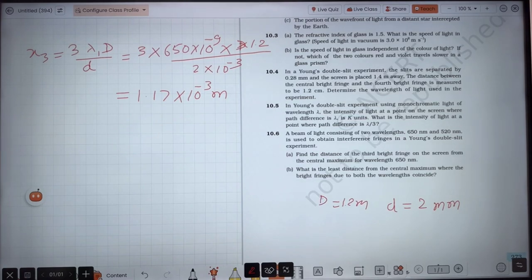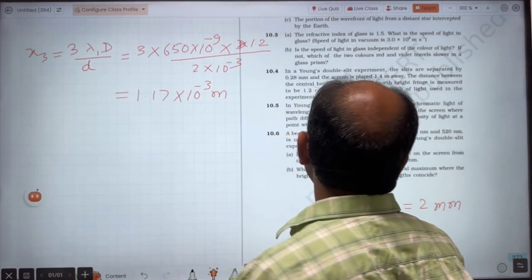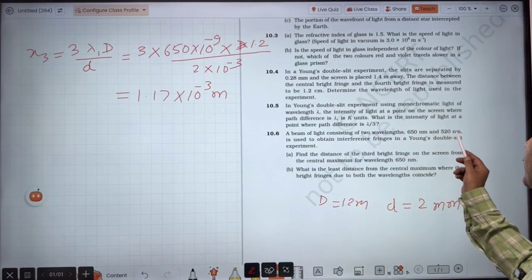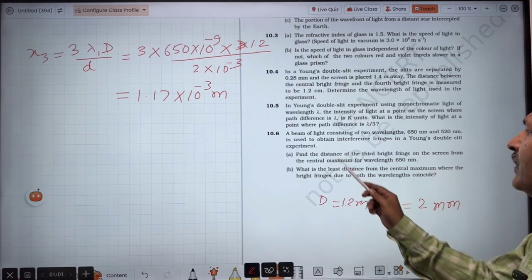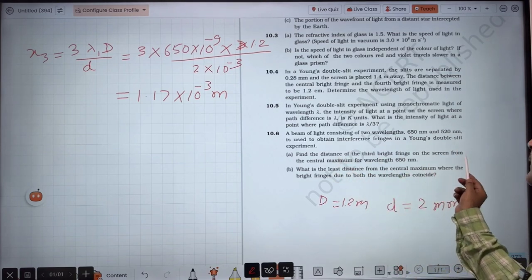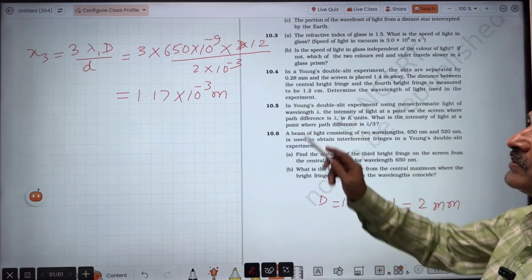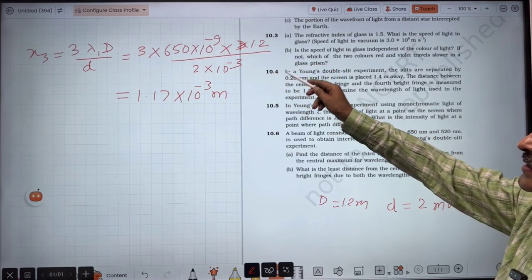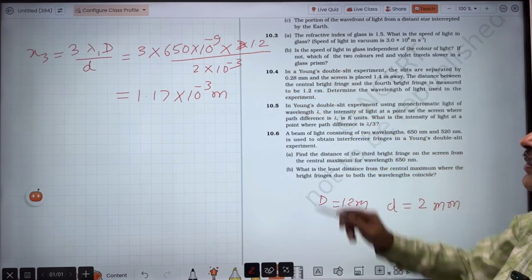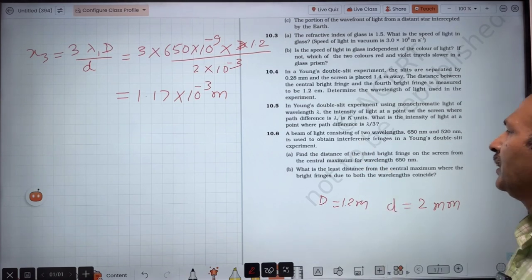So this is the case of the first part, right? We can read it again. A beam of light consists of two wavelengths 650 nanometer, 520 nanometer. It is used to obtain interference fringes in Young's double slit experiment. Find the distance of the third bright fringe on the screen. So third bright fringe means 3 times beta, so 3 times lambda 1 D divided by d. We put the values 3 into 650 into 10 to the power minus 9 into 1.2 divided by 2 into 10 to the power minus 3, and that comes out to be 1.17 into 10 to the power minus 3 meter. So this is the first case.